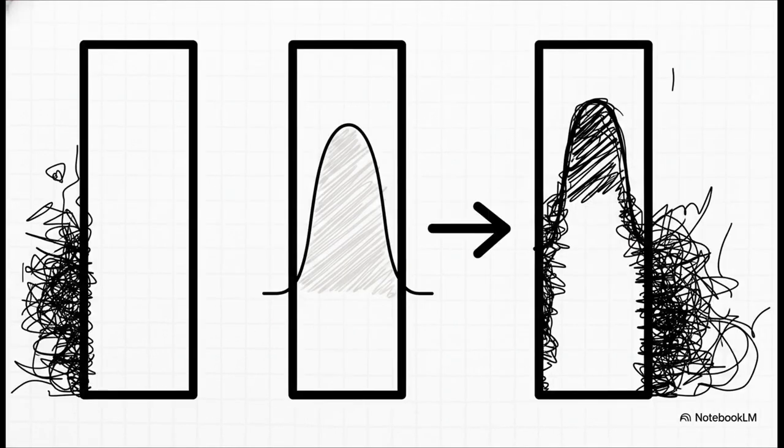The main problem this causes is something called spectral regrowth. Now, that's a fancy term, but all it really means is that the signal starts to bleed out into the neighboring channels.